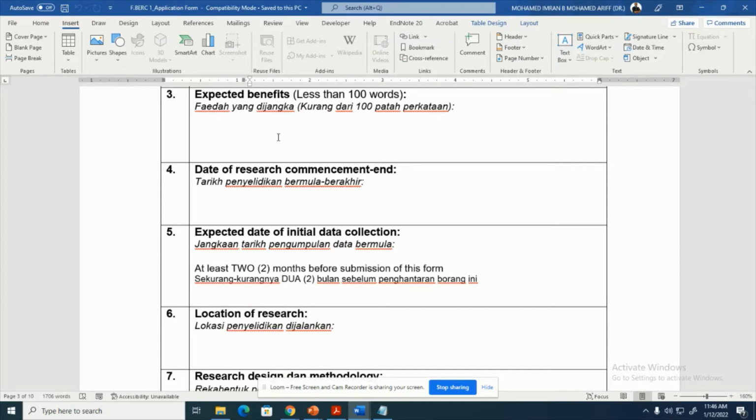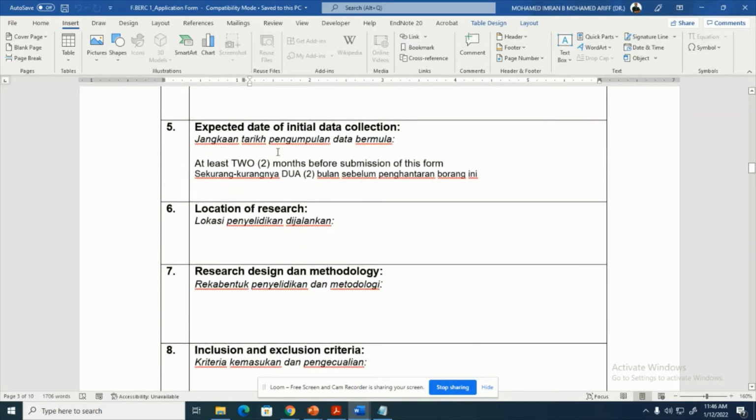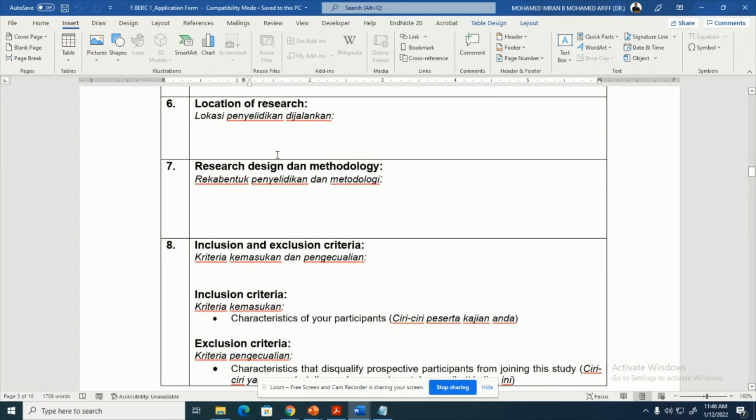And when is the initial data collection? Again, that is the expected start date. What else? Location: where you are going to test the system, which state, which company, which department. Then design and methodology. This is also straightforward from the students.